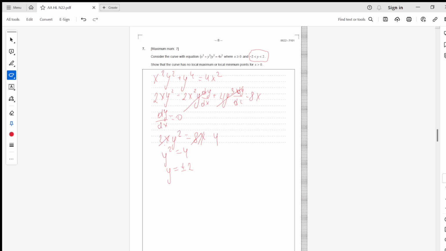So because it doesn't include them, we can say that on the interval from minus 2 to 2, no local maximum or minimum exists.